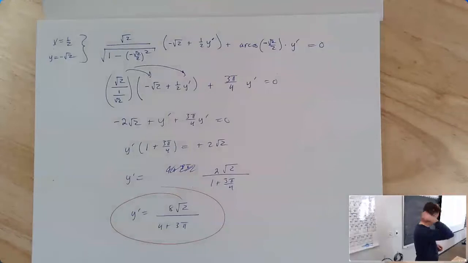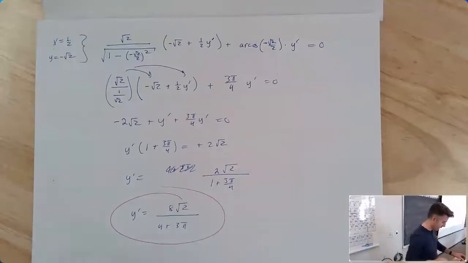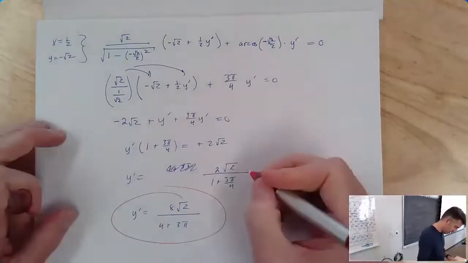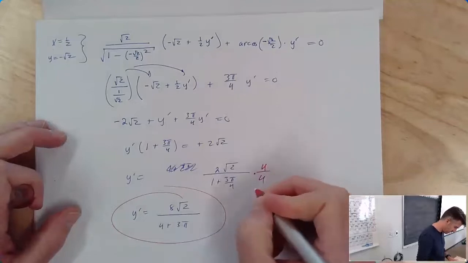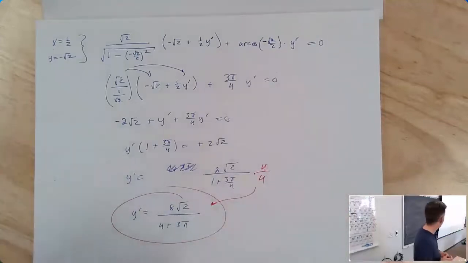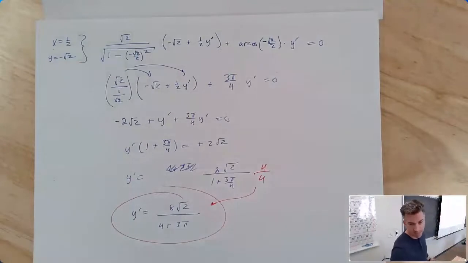Question. Multiply the numerator and denominator by 4 to get rid of that fraction. Yeah, that's what I did. So I multiplied by 4 over 4 to get to that. Typically, we like to express our answers so there aren't fractions in fractions. So if we have fractions, we usually do a common denominator kind of thing to get rid of them.